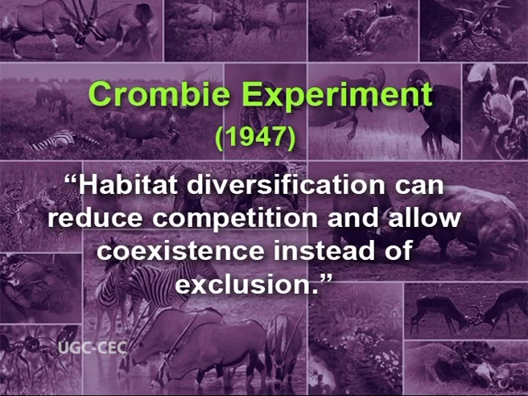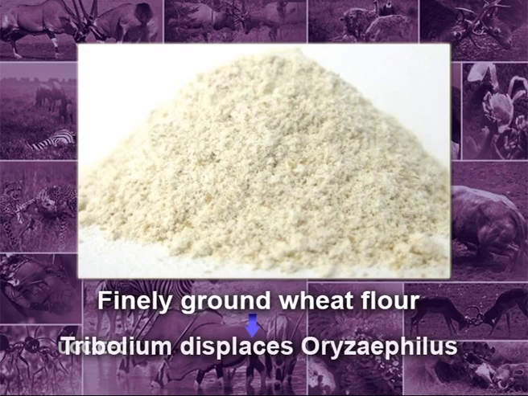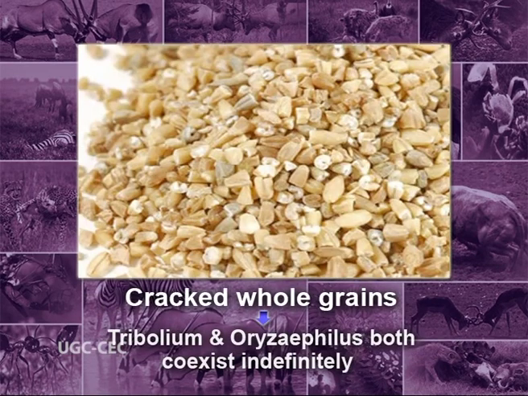instead of exclusion. He had carried out the experiment on two different species of flour beetle, Tribolium and Oryzaephilus. He observed that in finely ground wheat flour, Tribolium always displaces Oryzaephilus, but when cracked whole grains are used, both the species coexist indefinitely because Oryzaephilus larvae pupate within the grains, thereby escaping from Tribolium.